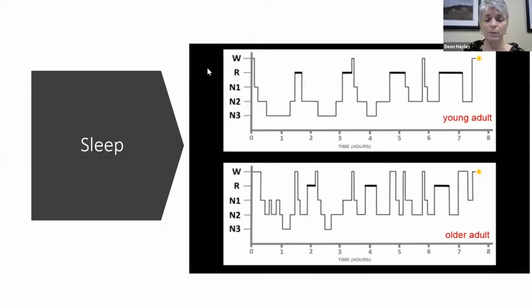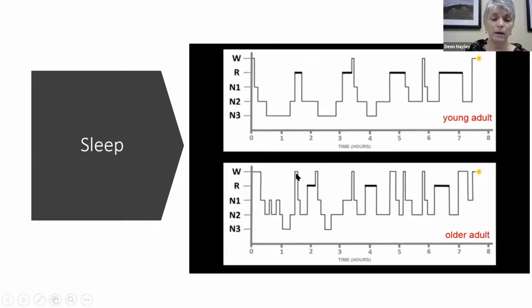One of them is sleep. This is sleep studies in a young adult versus an older adult. Getting to N3 is the deepest level of sleep. You can see in a young adult, they spend quite a bit of time in the deepest sleep. The R is REM sleep, where we dream, and REM sleep is very restorative. Again, there is a little bit less total time in REM sleep in the older adult than the younger adult.